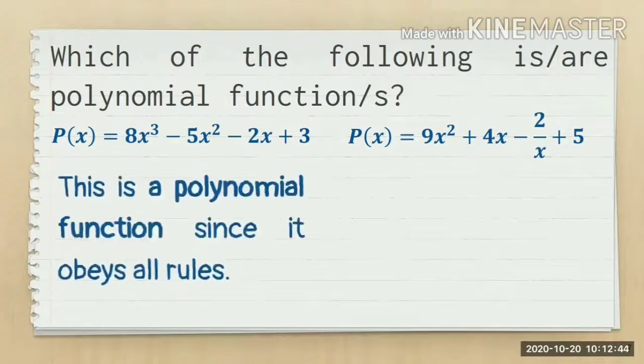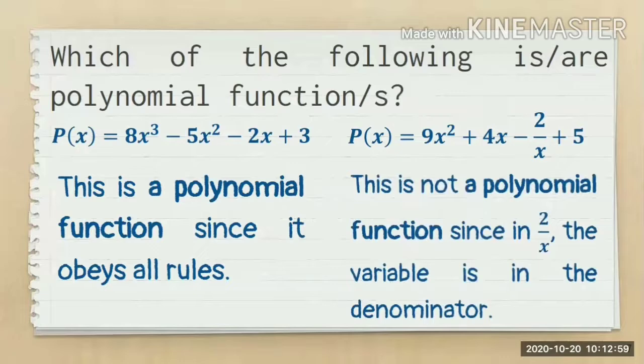Okay, so let's see. So yung ating unang equation or function is a polynomial since it obeys all rules. So wala pong variables na nasa radicals, wala po tayong negative exponents, and wala po tayong variable na nasa denominator. Whereas yung pangalawang equation natin or function is not a polynomial function since we have there negative 2 over x or 2 over x. So this function is not a polynomial function kasi may variable po sa denominator.